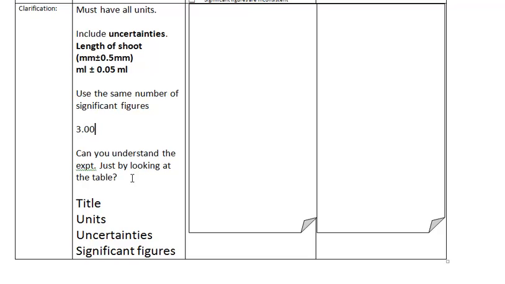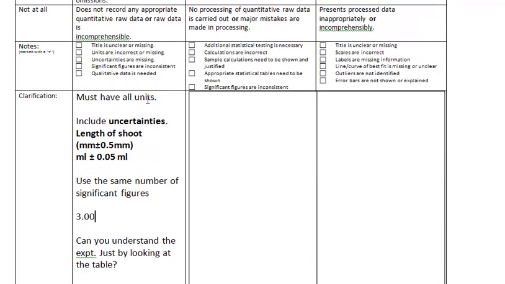Usually, that's a fast track way. Check out the aim, go look at the data table. Can you figure out what the experiment was about just by looking at the data table? If all the information is there, you should be okay.